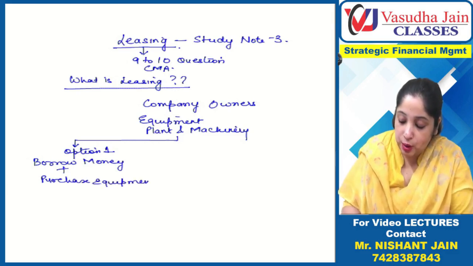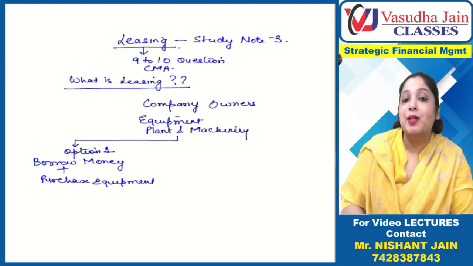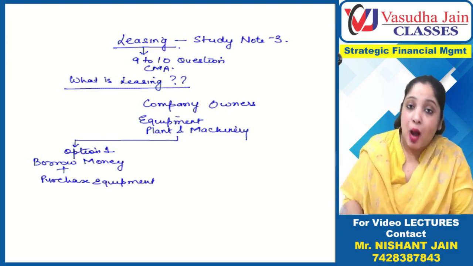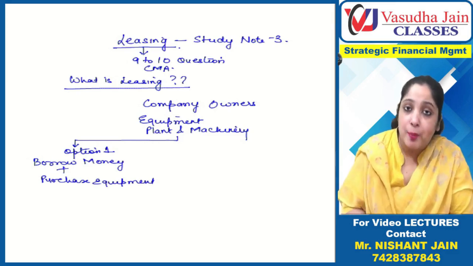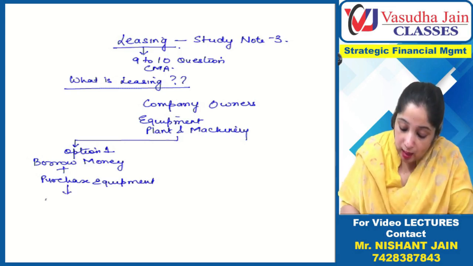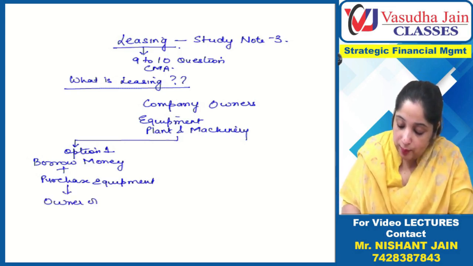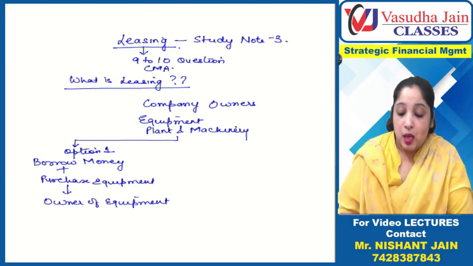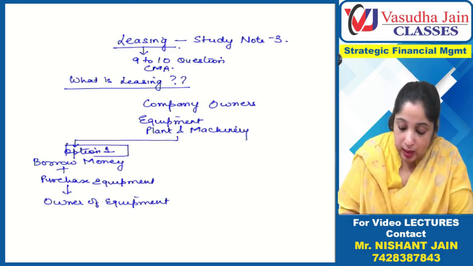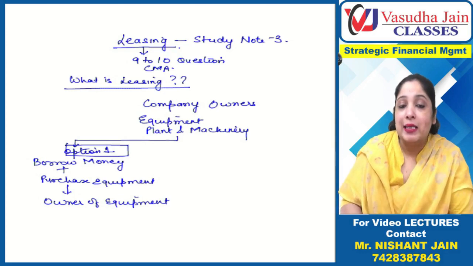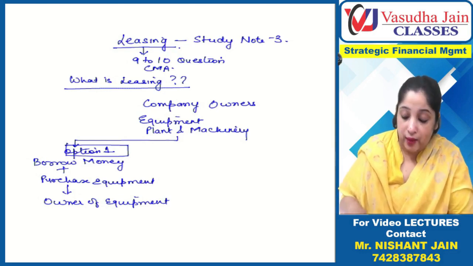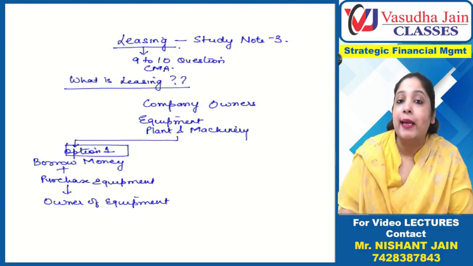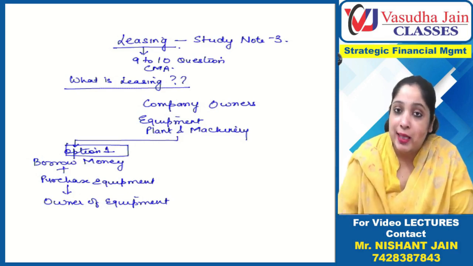Now in this option, when you borrow money and purchase the equipment, since you are purchasing, you become the owner of the equipment. And as an owner of equipment, you will be having certain inflows and outflows. In this option, we will discuss what are the various inflows and outflows you will have if you borrow money and then go and purchase an equipment.